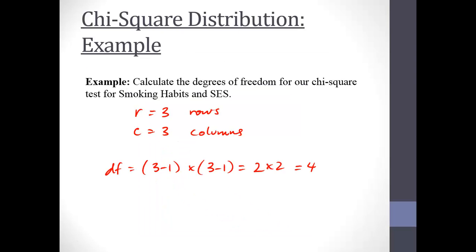So for any example, we can calculate our degrees of freedom. Picking back up here on page 10 of your notes, for our smoking habits and socioeconomic status example, we had 3 rows and 3 columns, which means that we had 4 degrees of freedom. So just take the number of rows minus 1 times the number of columns minus 1, and we get 4 there.